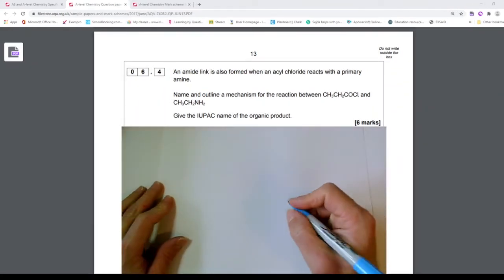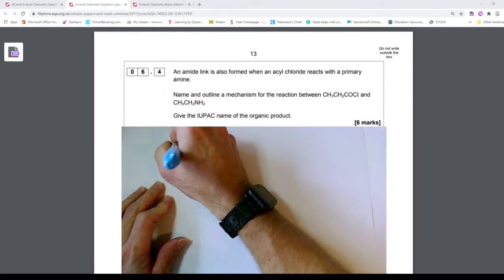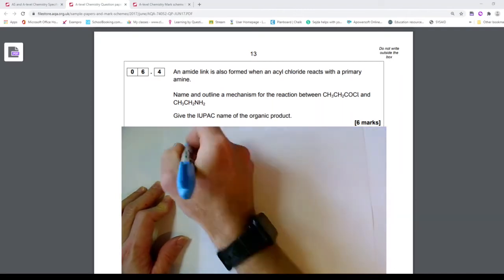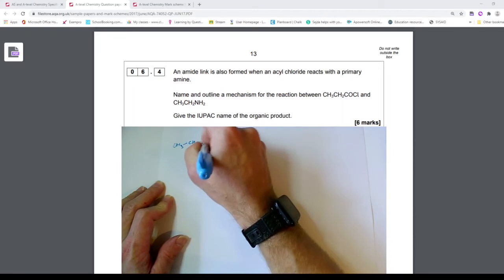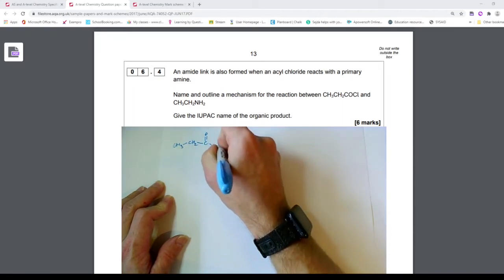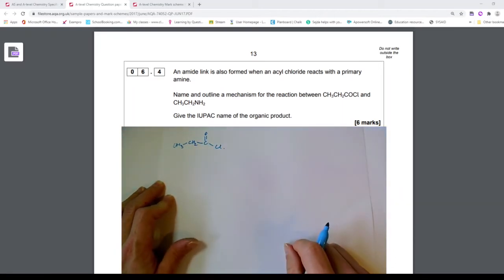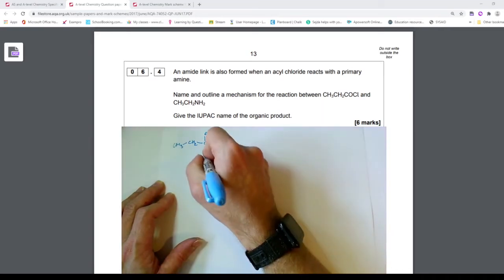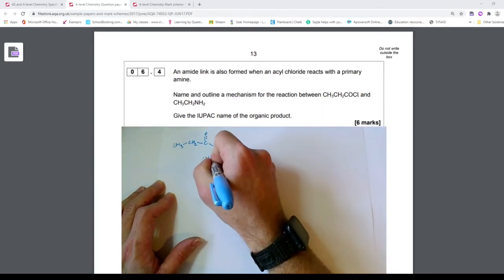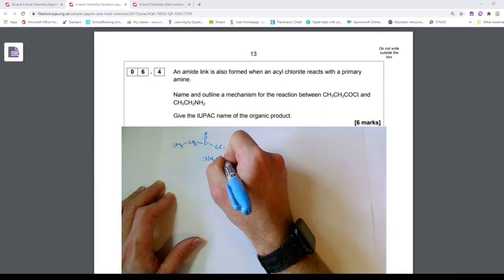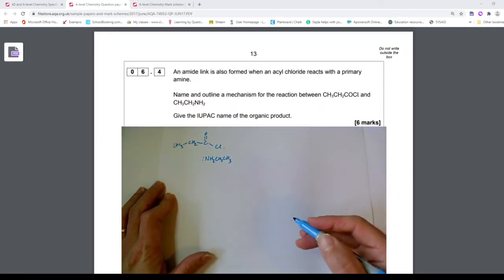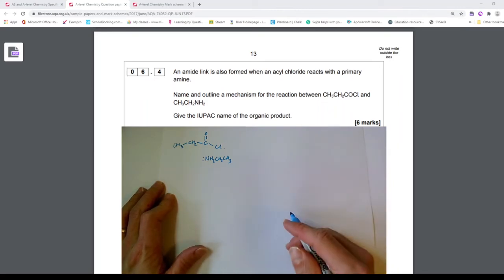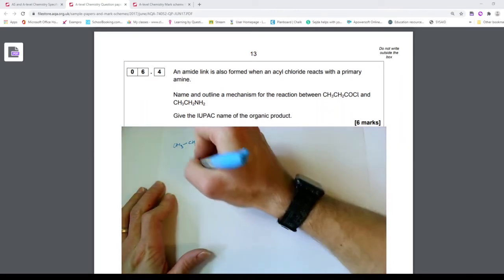So, reaction between CH3, CH2. Now, this is the crunch bit of the molecule. So that's my acid chloride there. Now my amine, NH2, CH2, CH3. So what am I going to do? I'm going to do my mechanism. Name and outline a mechanism. So it's a nucleophilic addition-elimination. Remember to get that in, tick, done.